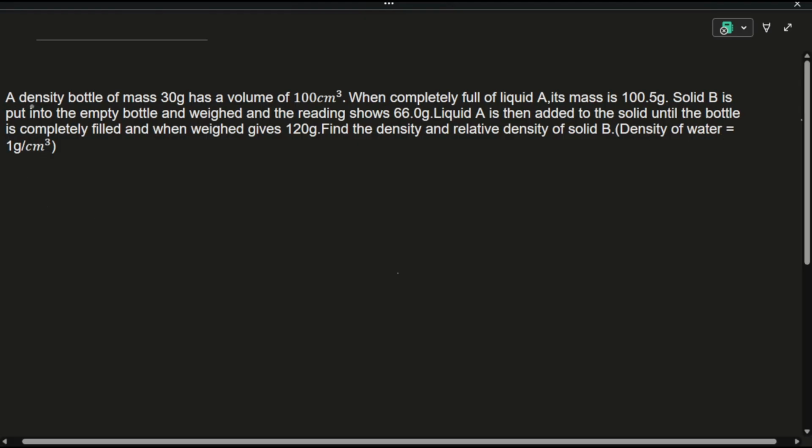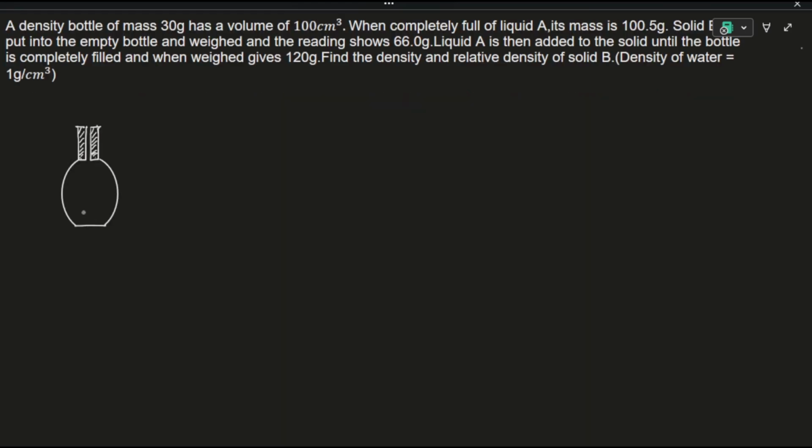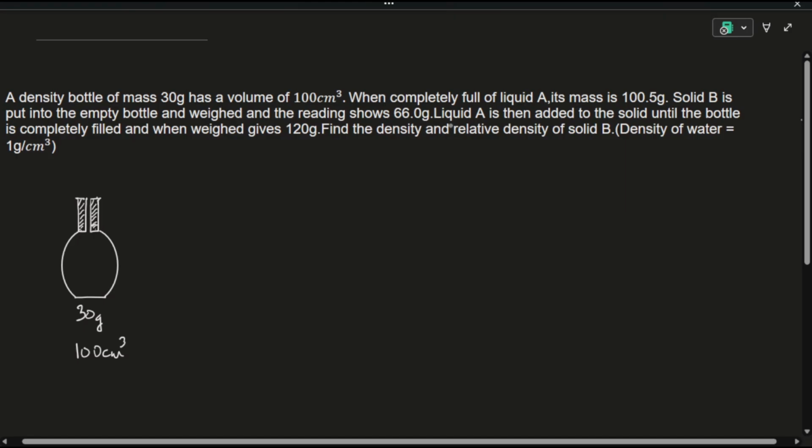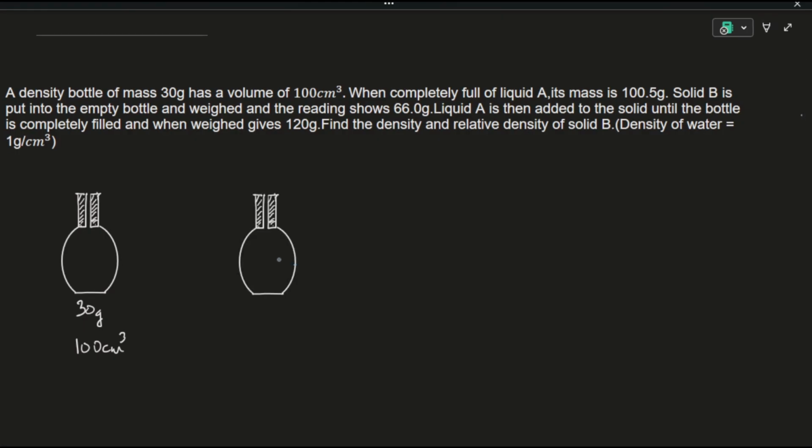Now, first of all, we have been given the mass of the bottle as 30 grams that has a volume of 100 centimeter cubed. So let's have a density bottle of mass 30 grams and volume of 100 centimeter cubed. So we have an empty density bottle over here with mass 30 grams and volume of 100 centimeter cubed.